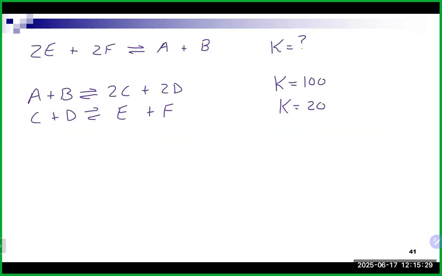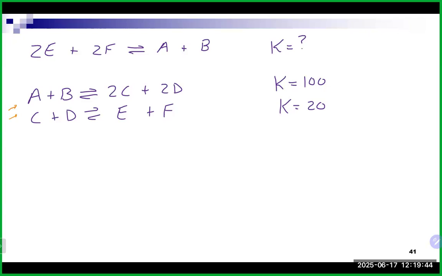All right, so why don't you try one here? Let's say we wanted to know what the K value is of this top equation using these 2 guys down here. So take a moment, rearrange them, put them together so that you end up with the top equation, and then calculate what the K value would be for that top equation. Really just trying to build the top equation from these 2 guys.